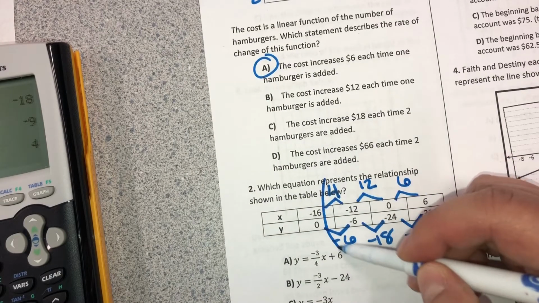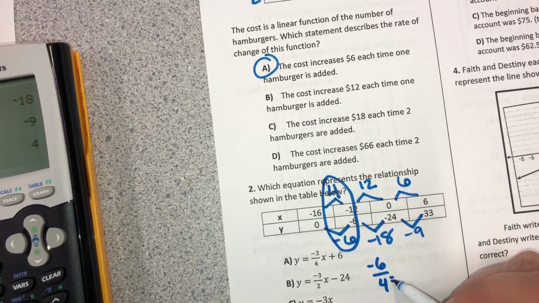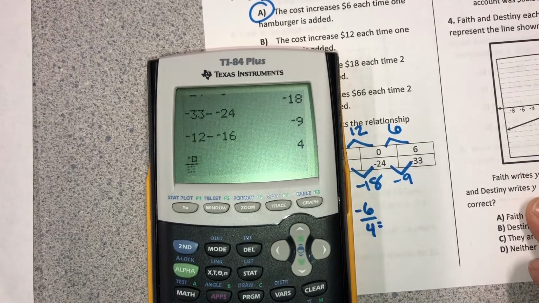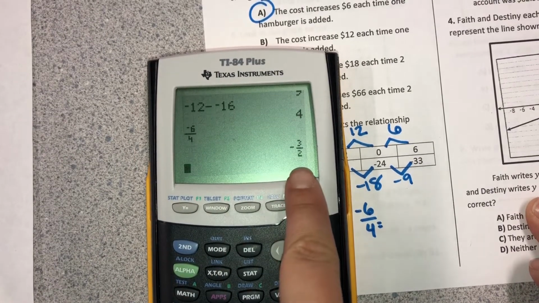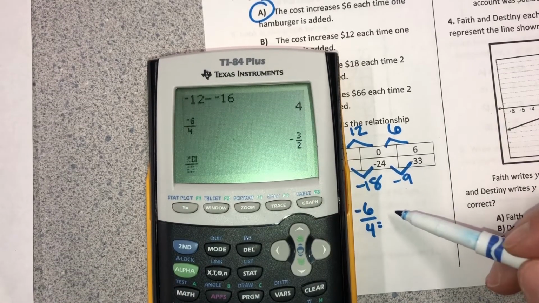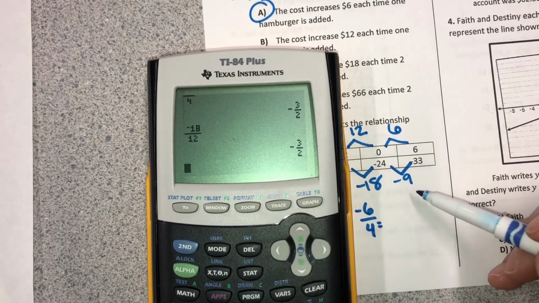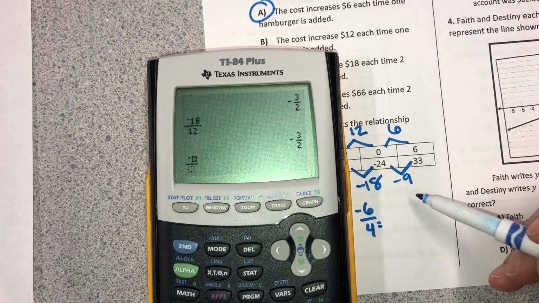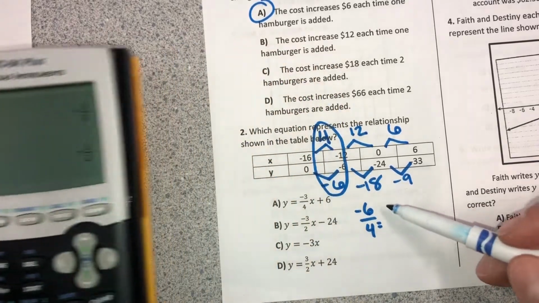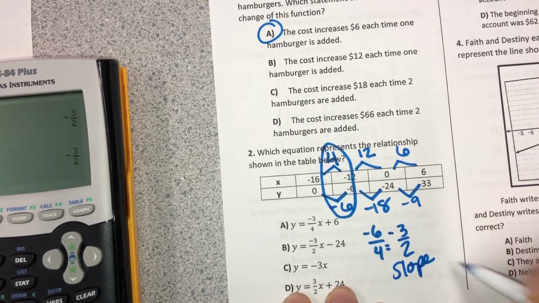Then you can pick any pair to do your slope. Let's say I did negative 6 over 4. If I put that in my calculator, alpha y equals, negative 6 over 4 simplifies to negative 3 over 2. If I did the same thing with the next pair and did negative 18 over 12, it simplifies to the same thing. If I did the last pair and did negative 9 over 6, it's the same thing. So it's okay if the numbers change because they will all simplify to the same thing. So my slope is negative 3 over 2.